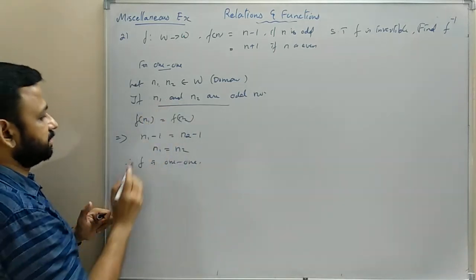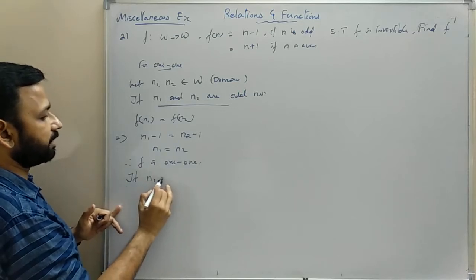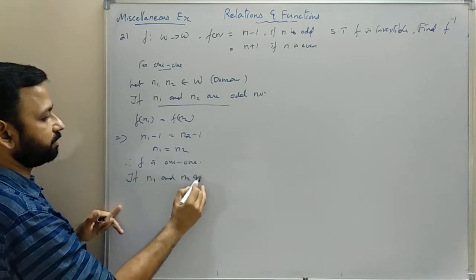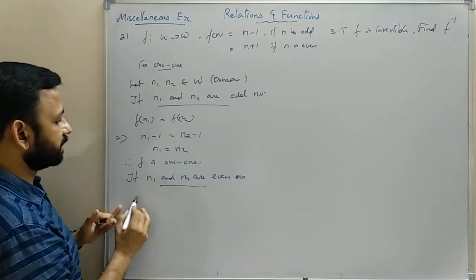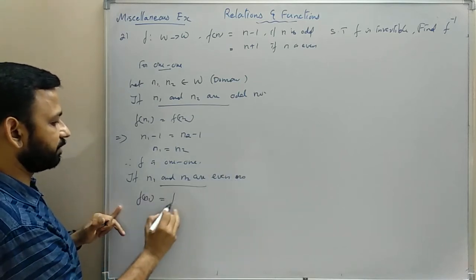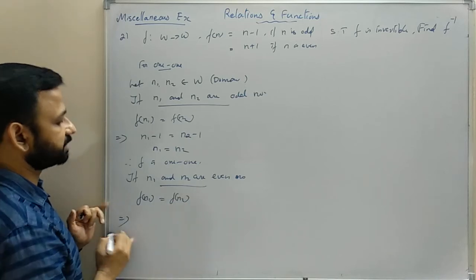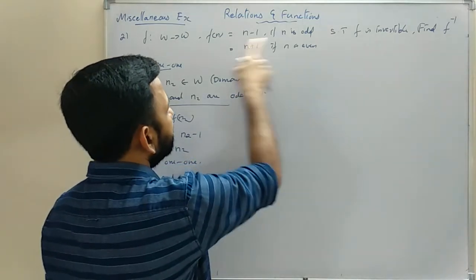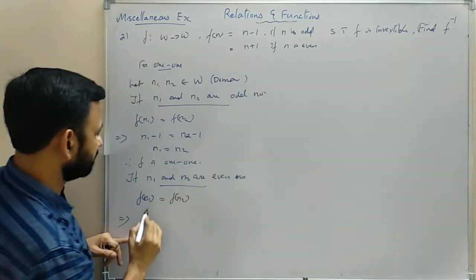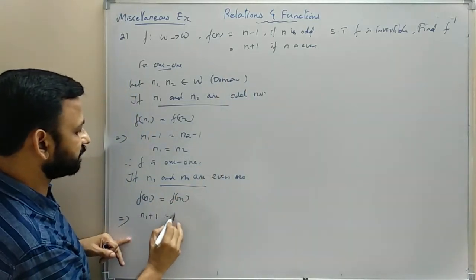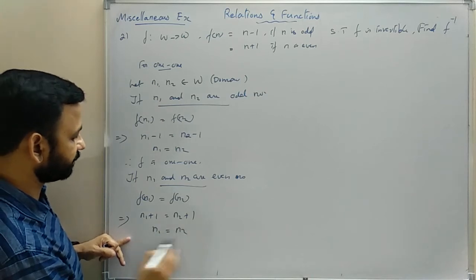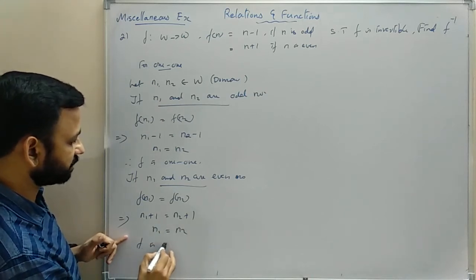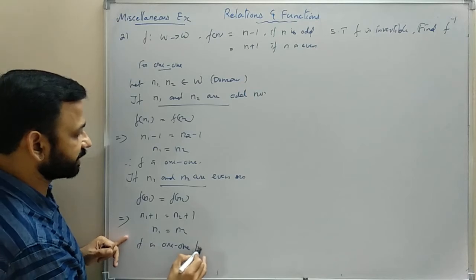Then the second case, if n1 and n2 are even numbers, then f of n1 equal to f of n2 implies, since for an even number f of n is equal to n plus 1, n1 plus 1 is equal to n2 plus 1. The 1 and 1 cancel, n1 equal to n2. Therefore, f is again a one-one function.